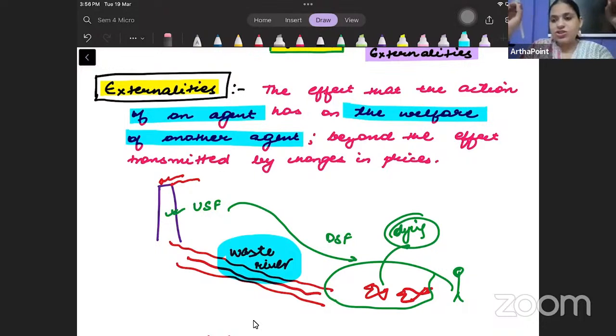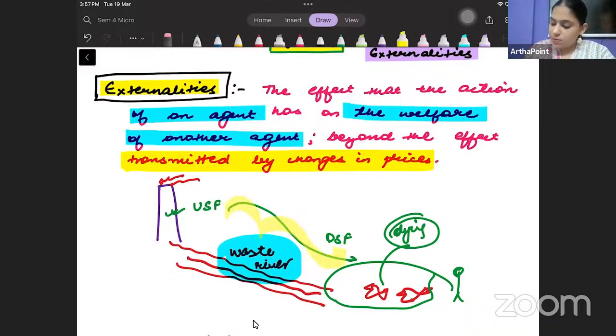जब एक एजेंट के एक्शन से दूसरे एजेंट को फर्क पड़ता है beyond the effect transmitted through the prices, बट ये मार्केट में नहीं दिख रहा. This is not getting transmitted through the prices. This is not getting reflected through the market forces. इसने रिवर पॉल्यूट किया, इससे इसको फर्क पड़ रहा है, but nobody is paying anybody. There is no market mechanism to account for these things. Then this is an example of externality, right?